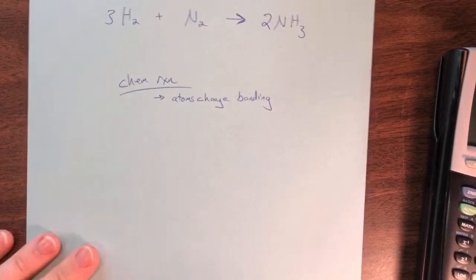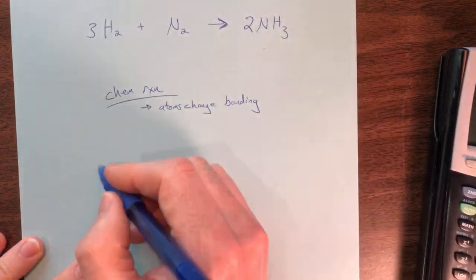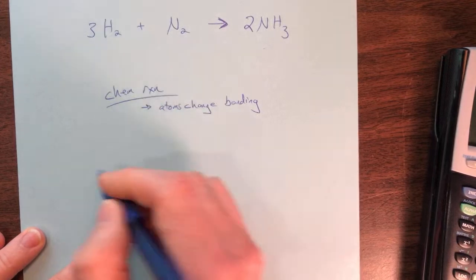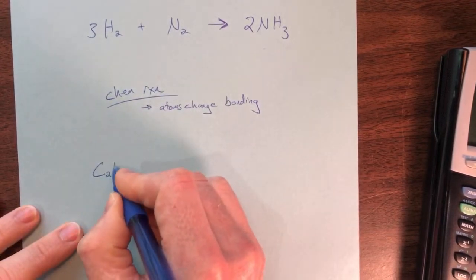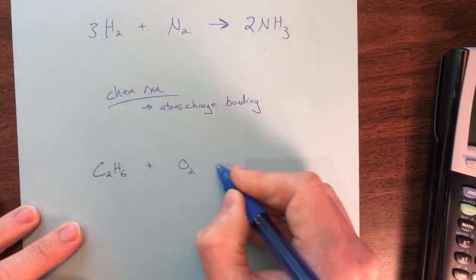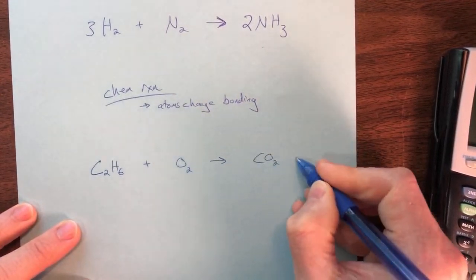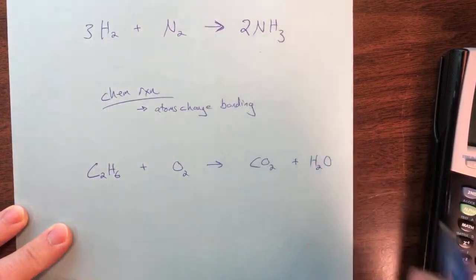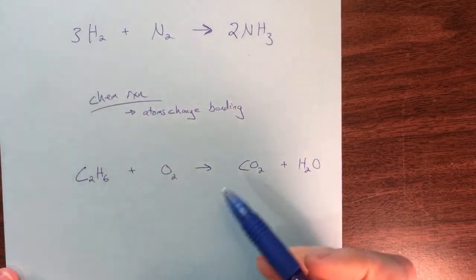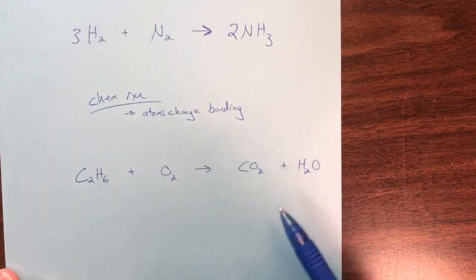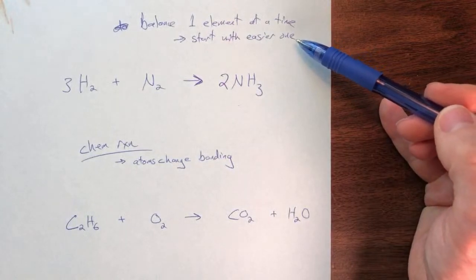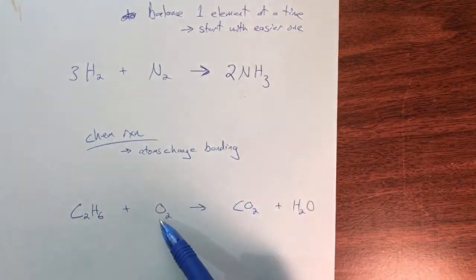All right, I'll do one more challenging one here real quick, okay? So we can do something like, let's say, C2H6 plus O2 makes CO2 plus H2O. This is a bit more challenging. When you balance this, the thing that you have to do is you always start with the easier one, which essentially means that you're going to not balance oxygen first.